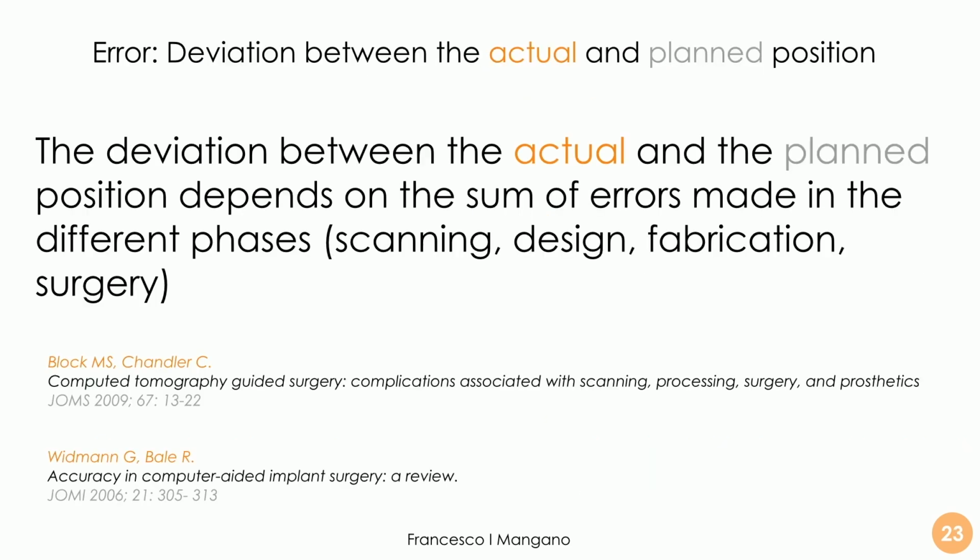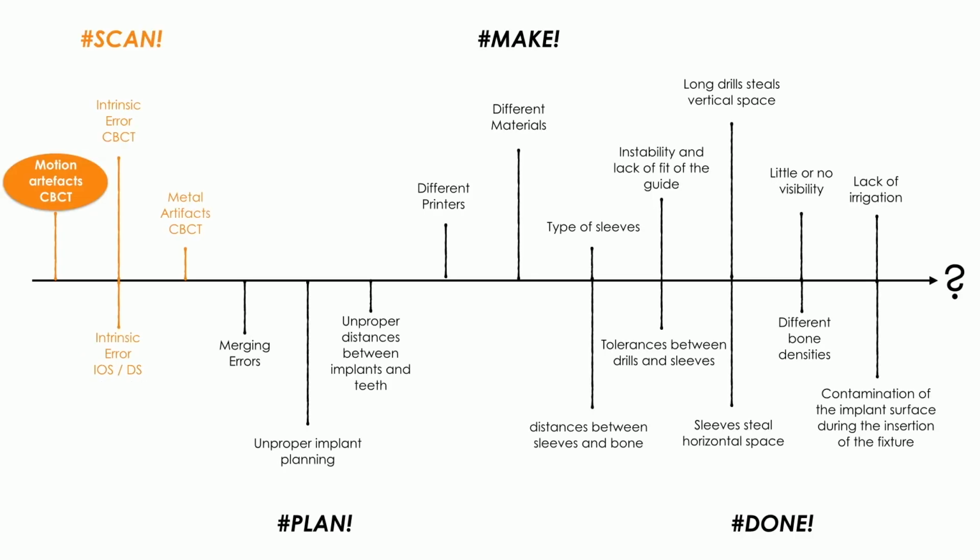And these errors can occur, of course, during the different phases: the scanning phase, the design of the guide, the fabrication of the guide, and then the surgery itself. This graph summarizes a little bit the most important errors that can occur. The first one is motion artifact with cone beam computed tomography. So if we have motion artifacts in cone beam computed tomography, we should not proceed with guided implant surgery.